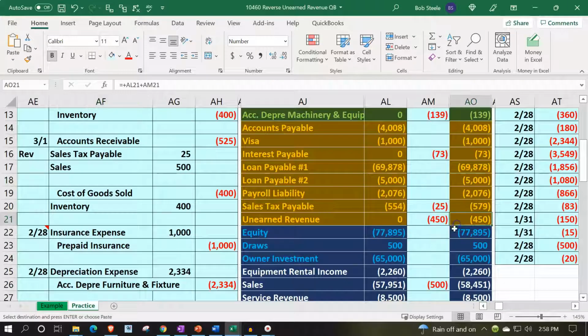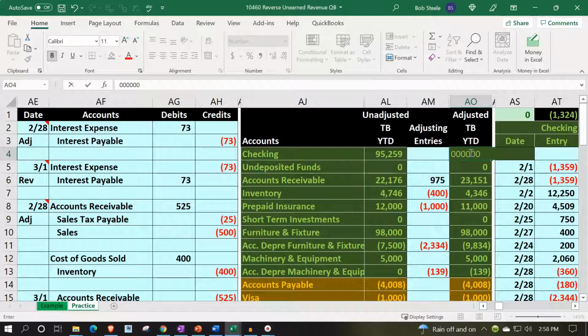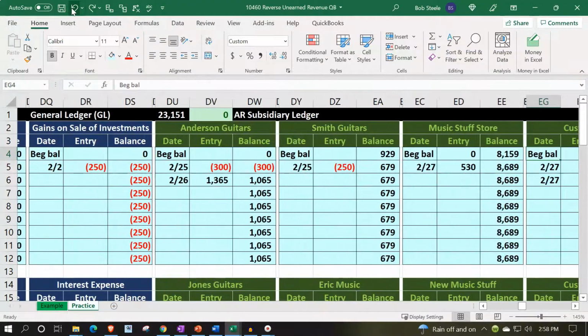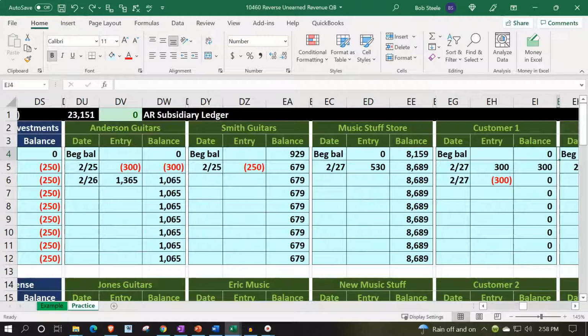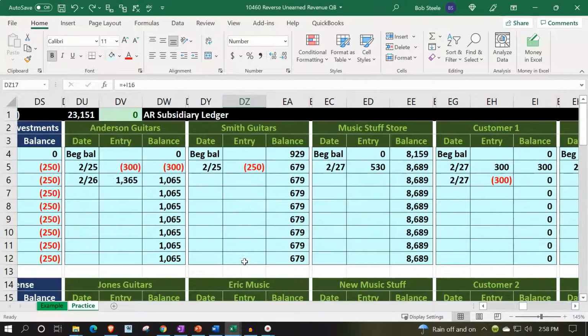We've got unearned revenue up by the 450. Let's take a look at the subledger just to get a better idea of that. Subledger related to accounts receivable, all the way on the right-hand side. You'll recall that we had these two customers, Smith and Eric Music. We had to look at the subledger to determine if we had any of these advance payments in the accounts receivable. We determined that we did for 450. Then we increased the accounts receivable by that amount, and then increased the liability by that amount to adjust for it.